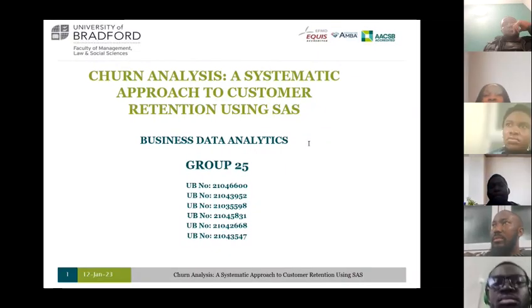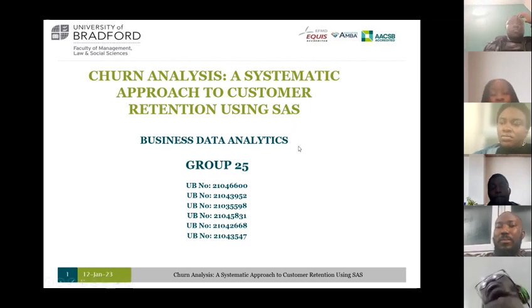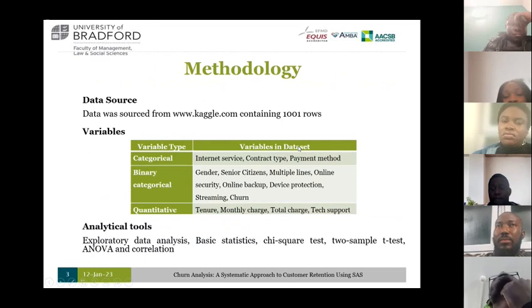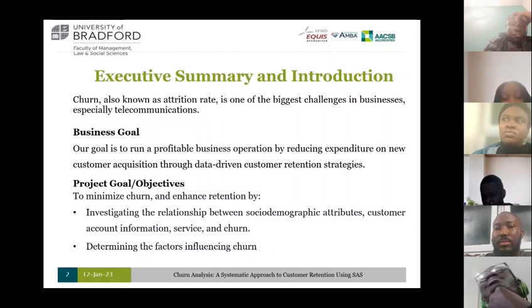This is group 25, and our presentation is on churn analysis, a systematic approach to customer retention using SaaS in the telecommunication industry. My name is Loretta Ake, and I will be starting by introducing churn, or the rate of attrition of customers in an organization, being a major challenge in companies today, especially in the telecommunication industry.